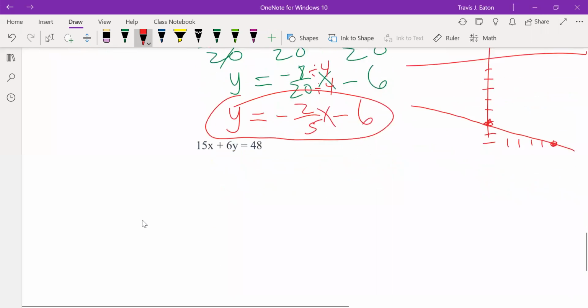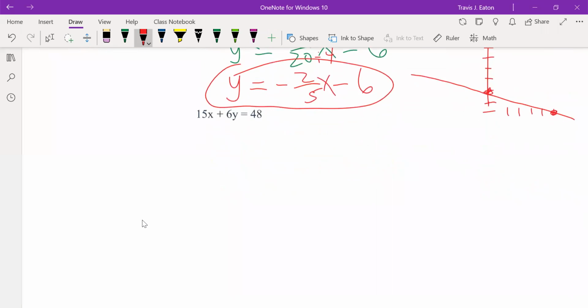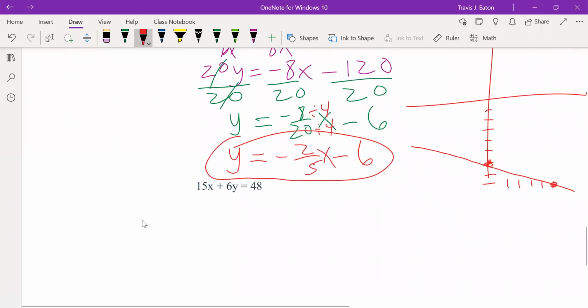And I think we have just enough time to quickly sashay through the last one here: 15x plus 6y equals 48. You know what? I'm going to let you guys do this one on your own for the assignment. So make sure you write it down, 15x plus 6y.